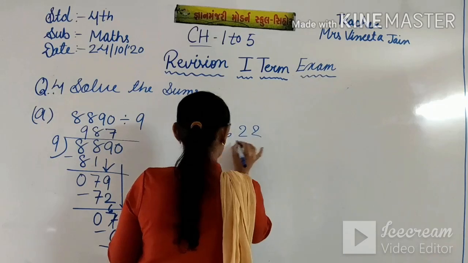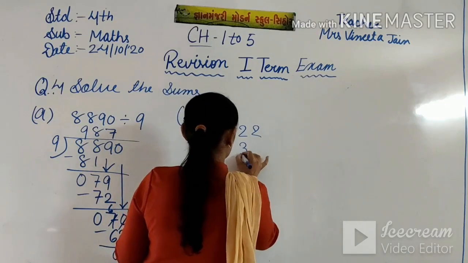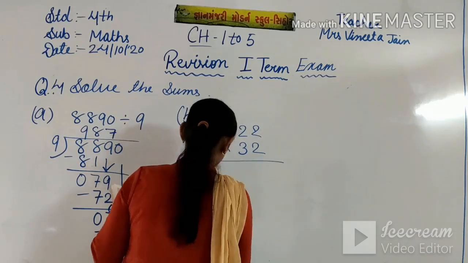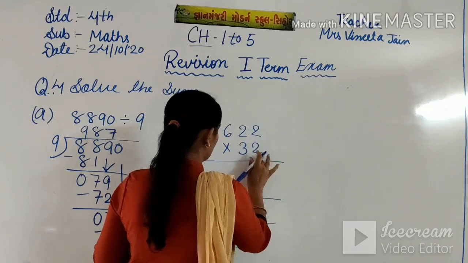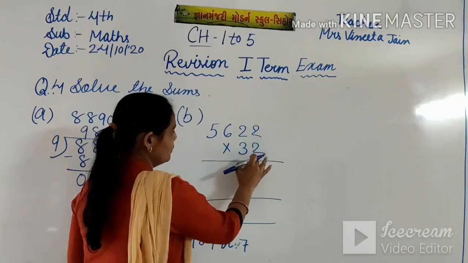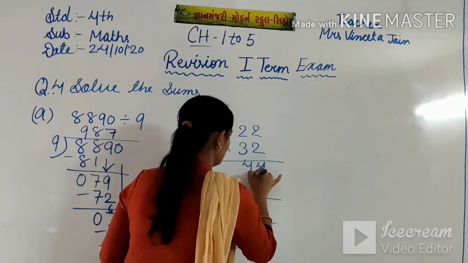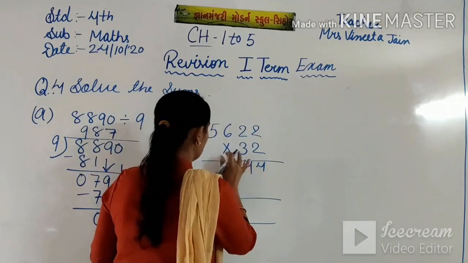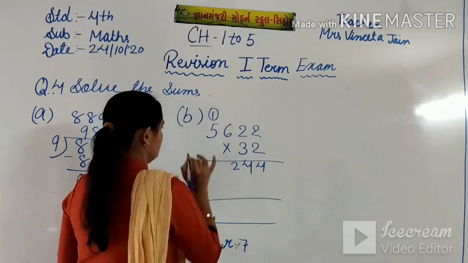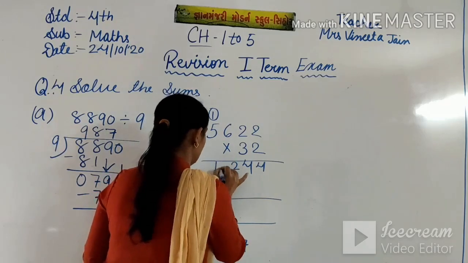56,622 divided by 32. Okay, student? 2 2s are 4. 2 2s are 4. 2 multiplied by 2, 2 2s are 4. Then next, 2 6s are 12. 12, we will write 2 here and carry 1 to the next digit. And 2 5s are 10. 10 plus 1, 11.